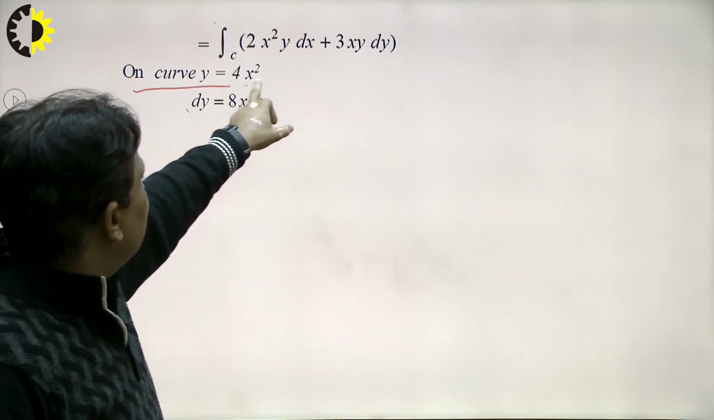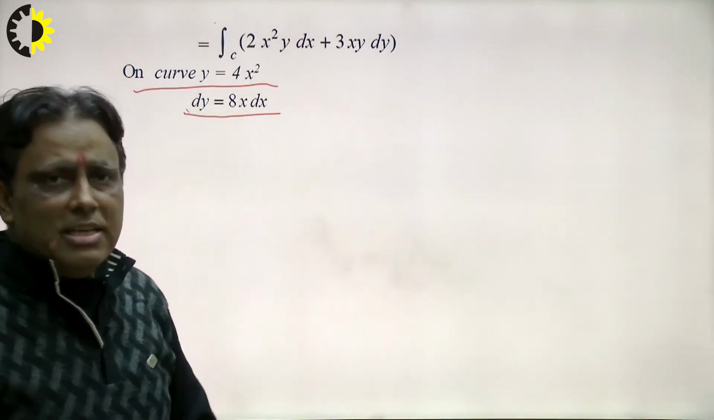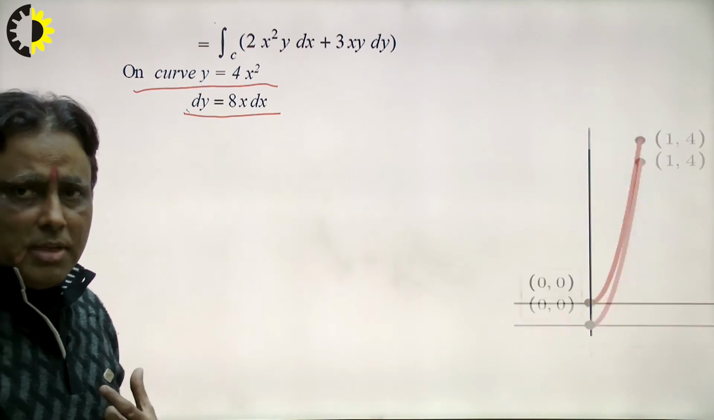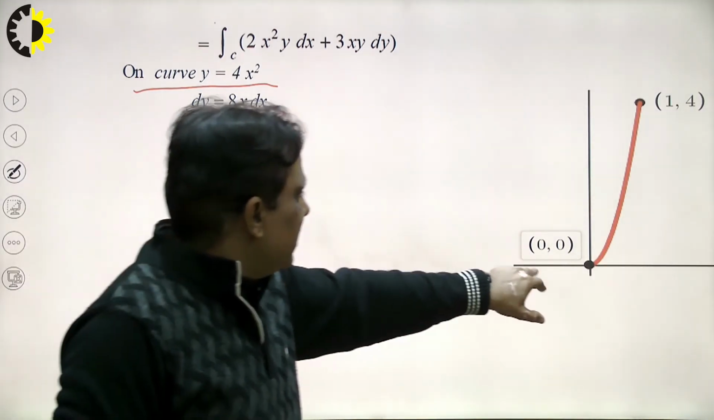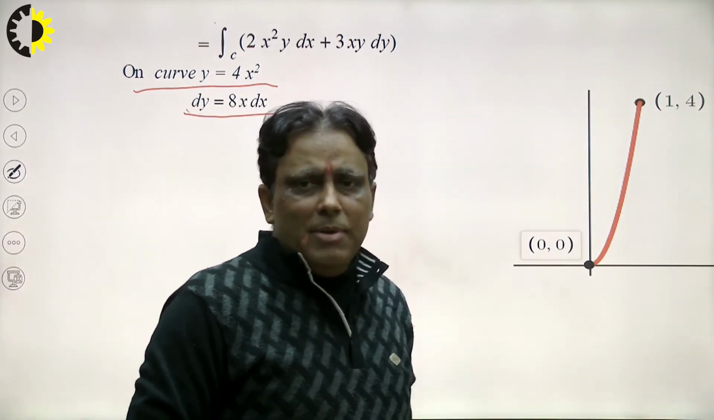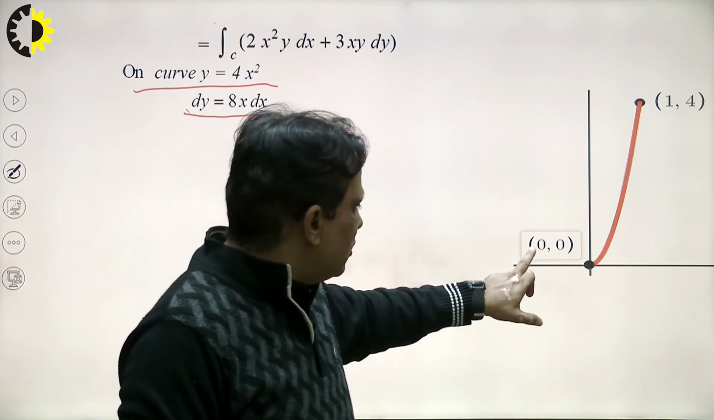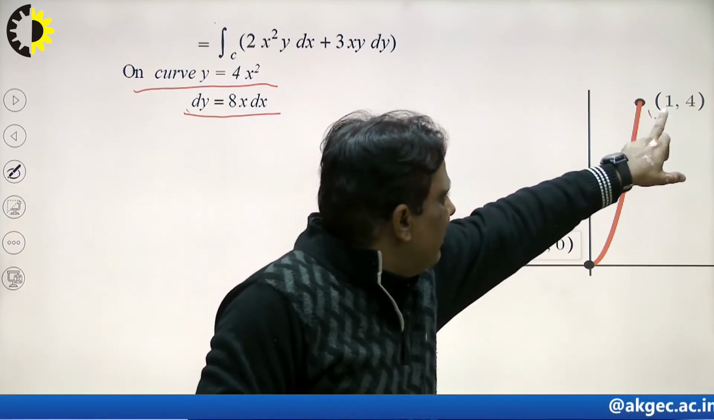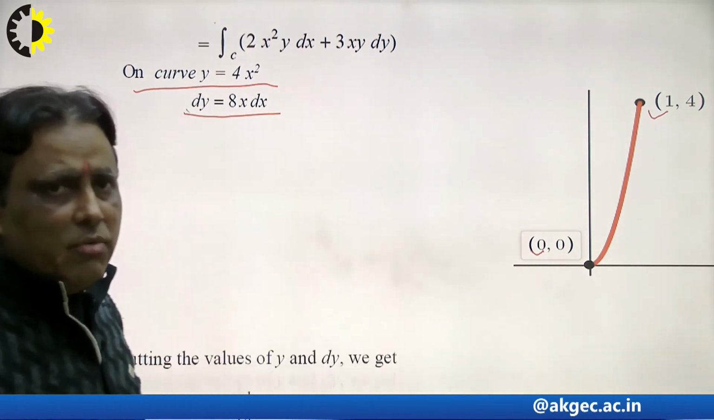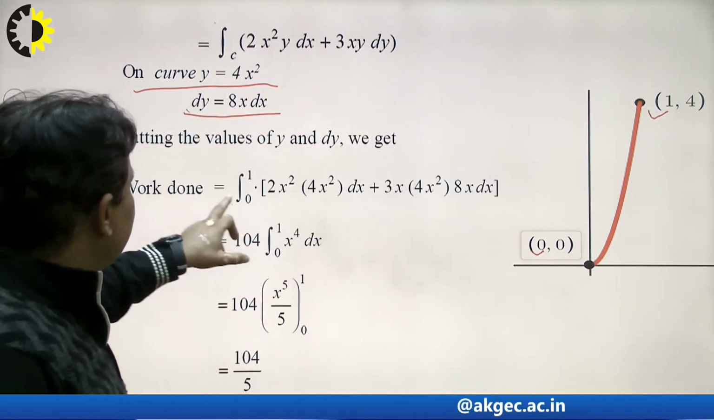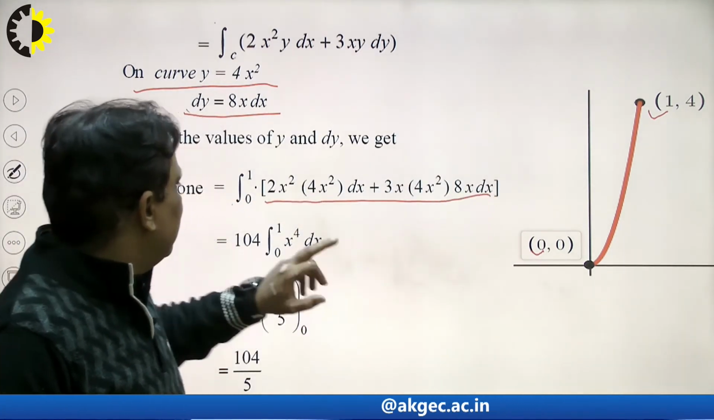So this is the portion I write here. On the curve y equal to 4x square, I write here dy equal to 8x dx. I explained just now, right? Now the question is that the limit is 0, 0 to 1, 4, and what is the limit of x here? So the lower limit of x is 0 and the upper limit is 1. So in this way we can convert the whole problem into the x variable, and the limit of this will be 0 to 1.